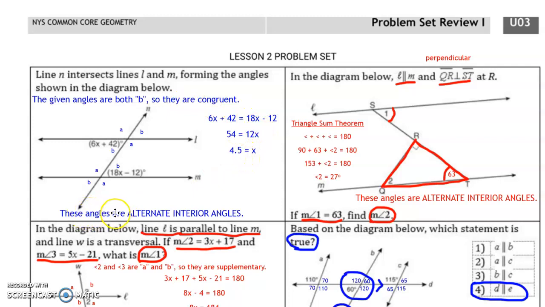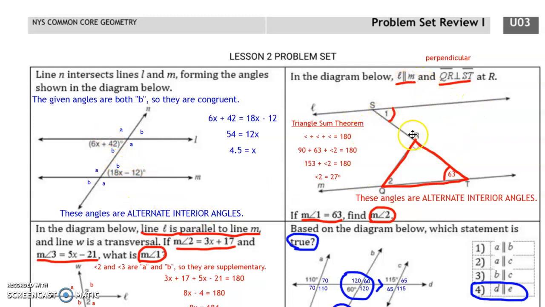As a quick note, you need to understand and remember these definitions. These are alternate interior angles. Alternate interior because they are on different sides of the transversal and they're between the two parallel lines. Between means interior. Opposite sides of the transversal means alternate.